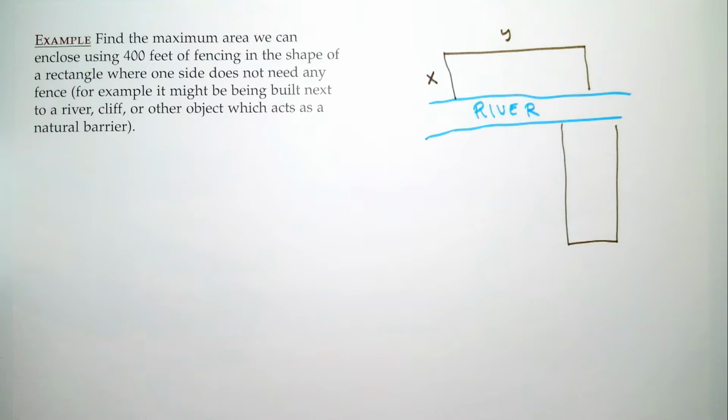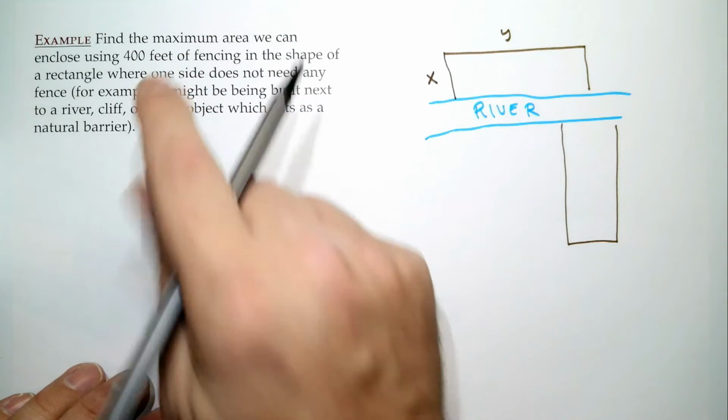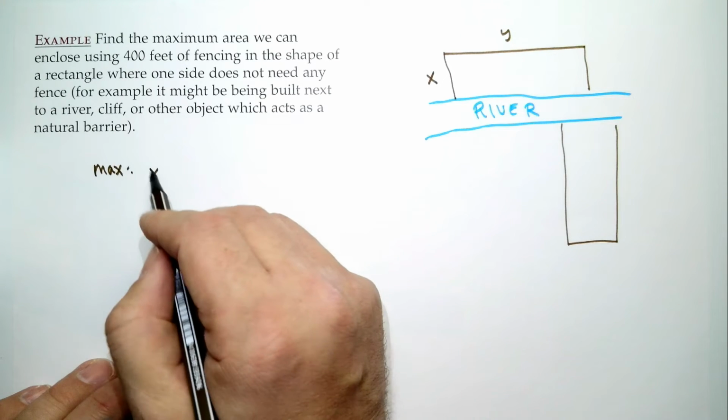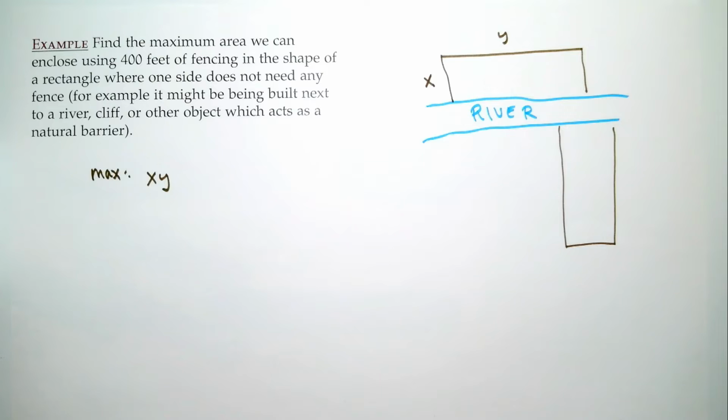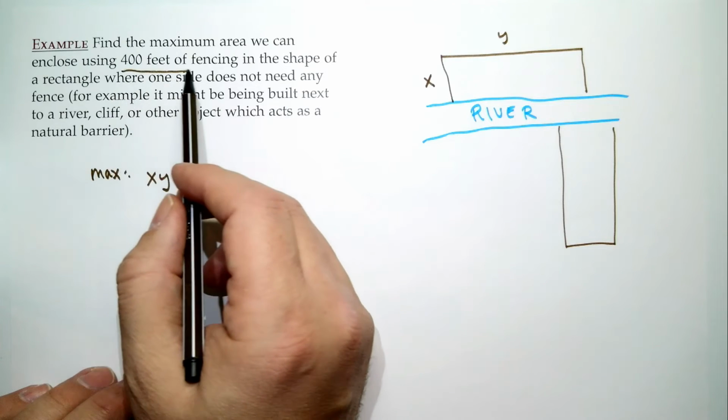Now, what do we know? Well, we're trying to maximize what? We're trying to maximize area. So we want to maximize X times Y. Now there's a problem here. We have two variables. This is not multivariable calculus. That's next year. We want single variable calculus, so we've got to get down to single variable. So we have to use additional information because we haven't used everything. See, it says 400 feet of fencing.